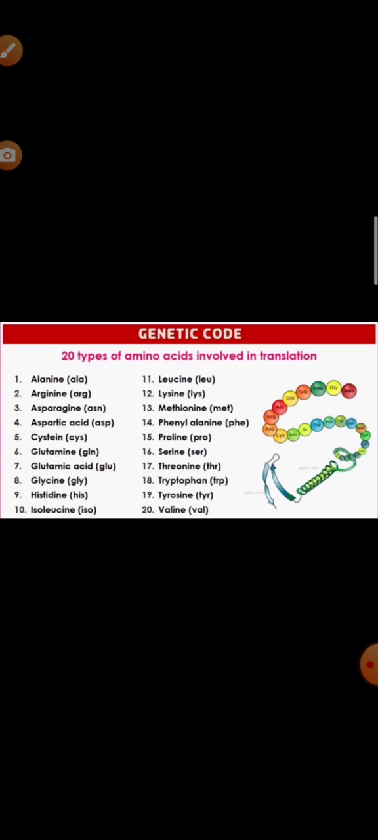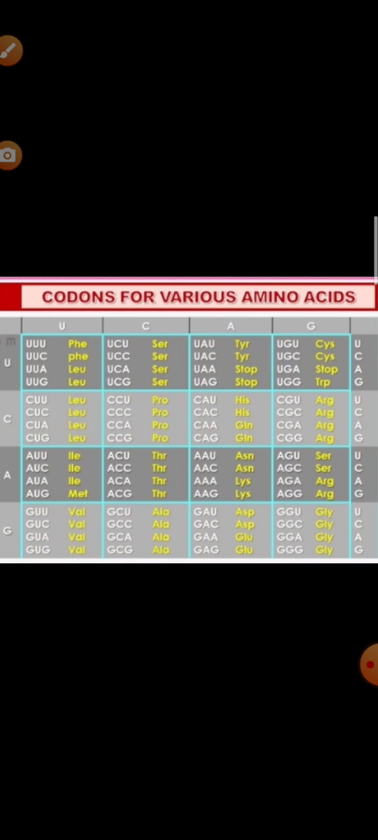There are 20 types of amino acids involved in the process of translation. You can see the names of the 20 amino acids given here. Now, what are the codons used for various amino acids? You can see U, C, A, G. This is the first position, and in the middle is the second position. At the last, U, C, A, G, this is the third position, we say.